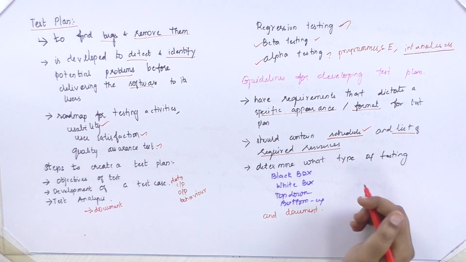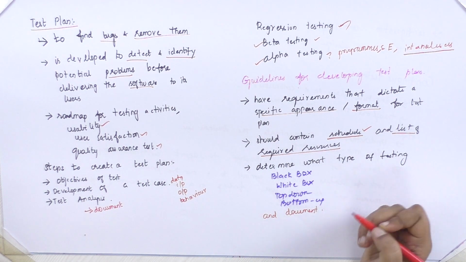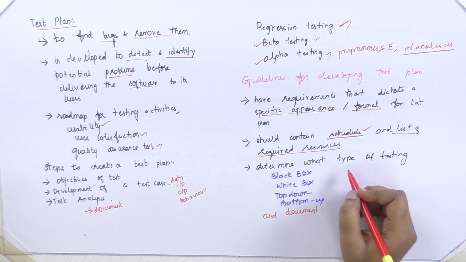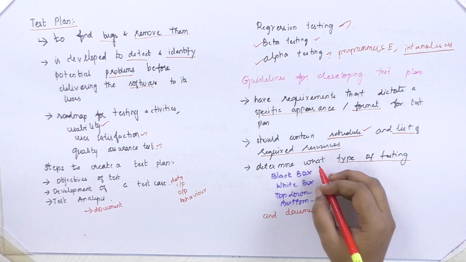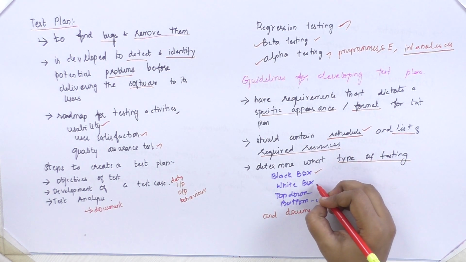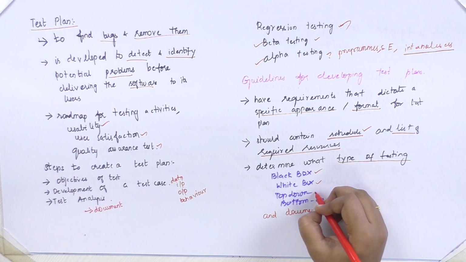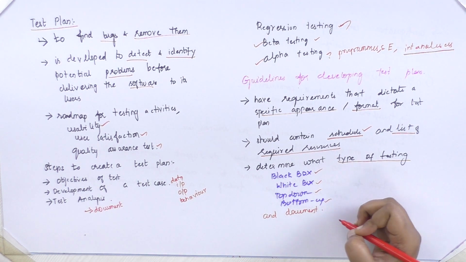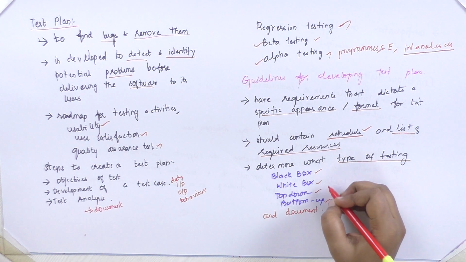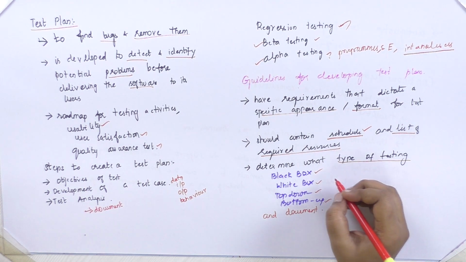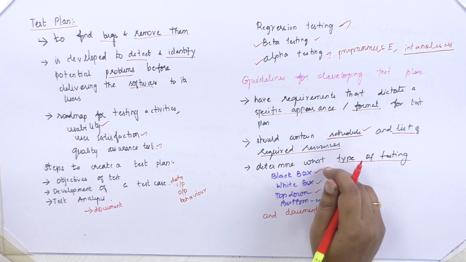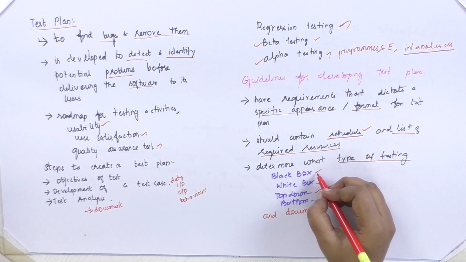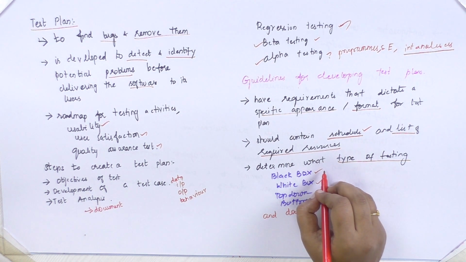The next guideline is that, to do testing, we have to decide what type of testing we are going to do, whether black box testing, white box testing, top down testing or bottom up testing. We have to decide what type of testing we are going to do. Black box testing means you will be testing whether the output is coming for a given input.